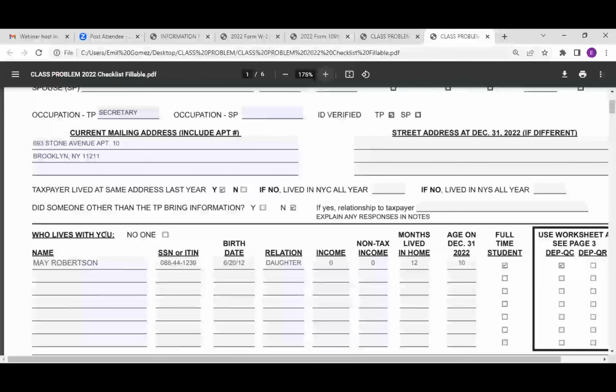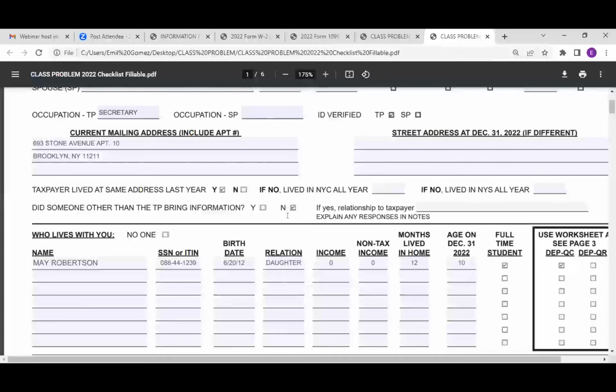Hopefully, let's do it this way. Did someone other than the taxpayer bring in the information? In this case, no. Again, that's important because what if somebody's preparing the return for the mother of a taxpayer? Excuse me, the person is the son of the taxpayer, and unfortunately, the person's mother, the taxpayer, cannot be there to prepare the return. Hopefully, that person has enough information to answer questions on the mother's behalf.